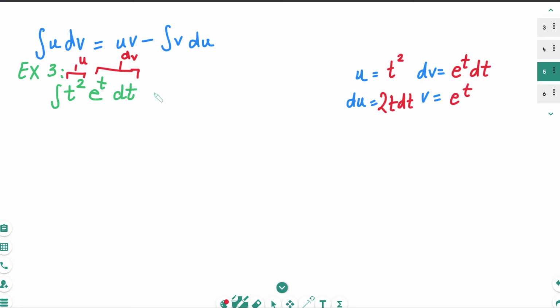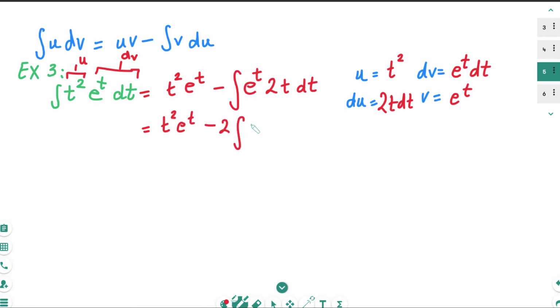Let's put it in the formula. Product u times v gives us t square e to the t minus the integral of v with respect to du, which gives us e to the t times 2 times t dt. Let's focus on the second integral. Let me rewrite it as 2 times the integral of t e to the t dt. Now focus on this integral. How can we solve this?